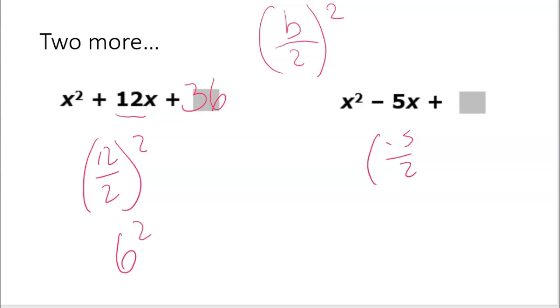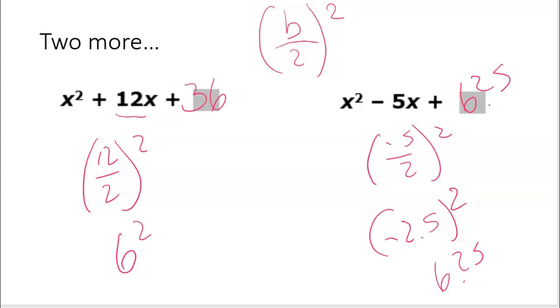Negative 5 divided by 2 squared. Negative 5 divided by 2 is negative 2.5 squared. Negative 2.5 squared is 6.25. Now we have a perfect square trinomial. Okay, let's practice this for just a second, and then we'll come back and we'll learn the next thing.